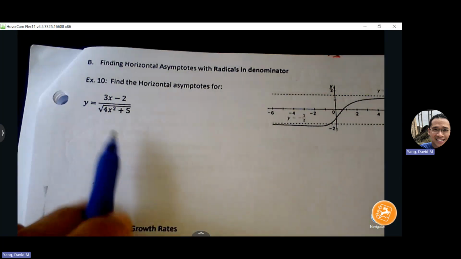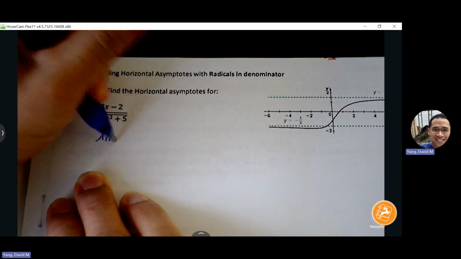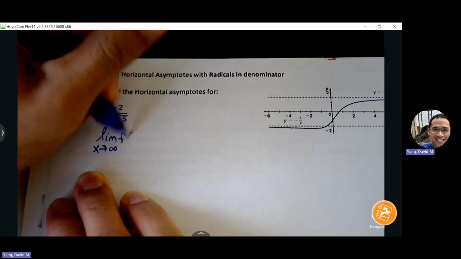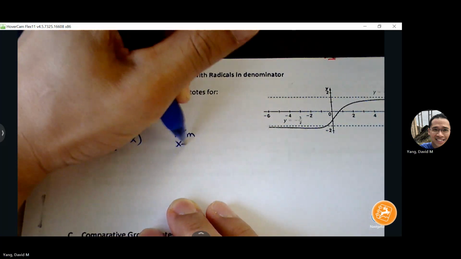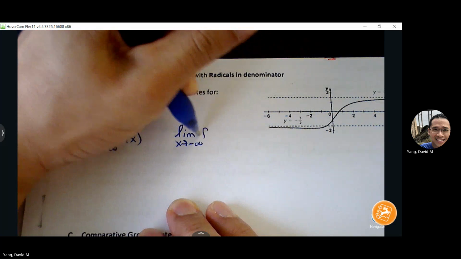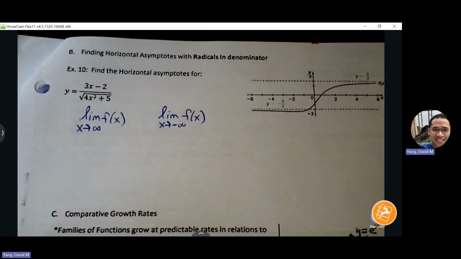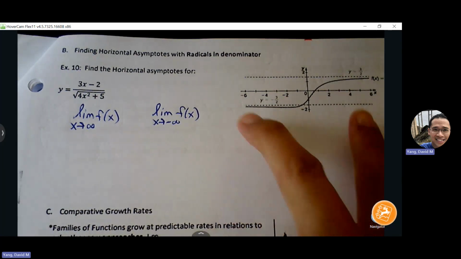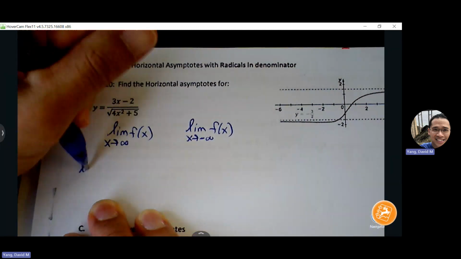However, there is the radical in the denominator, so that gives us a red flag to know that I need to test both these instances, because it's not like a normal horizontal asymptote where there's only one continuous one that stretches from one side to the other. There's different horizontal asymptotes depending on which direction we're headed. So let's look at one at a time.